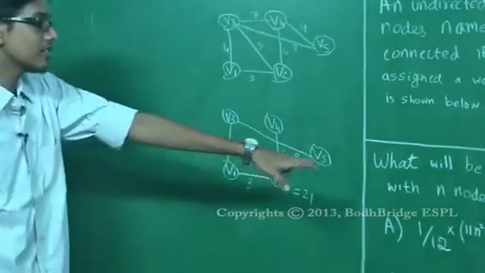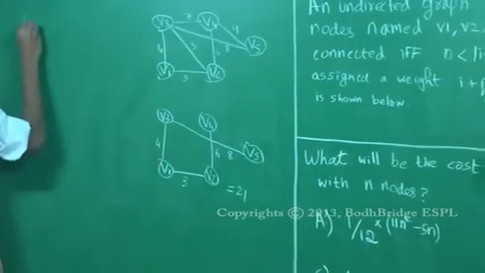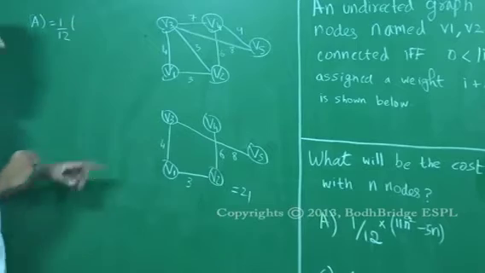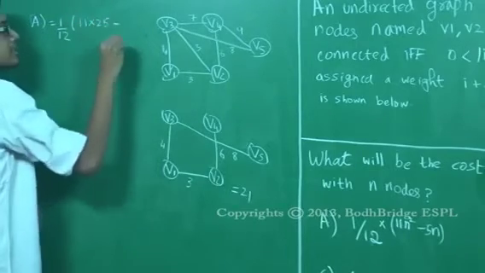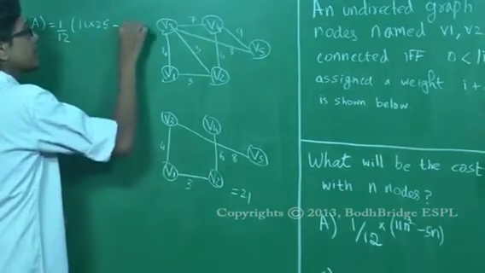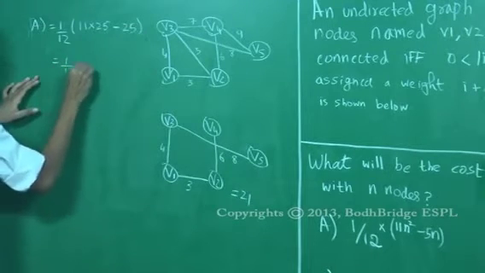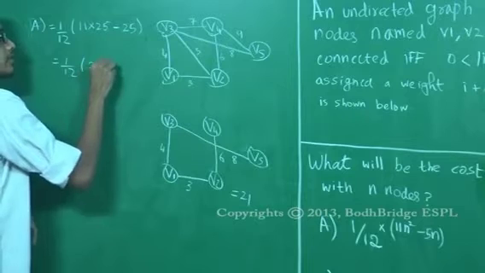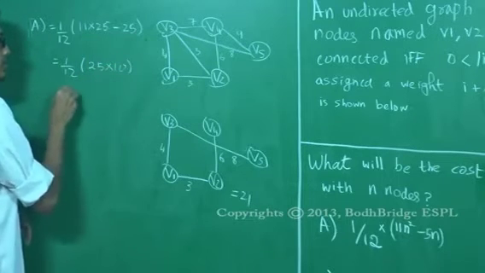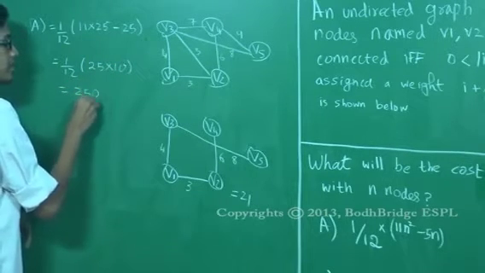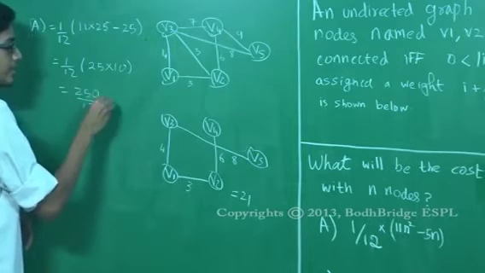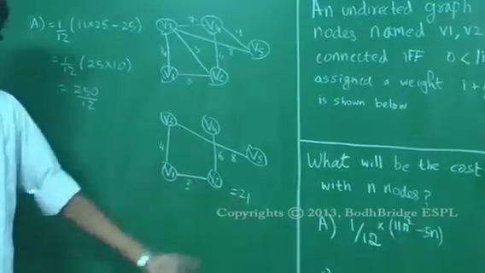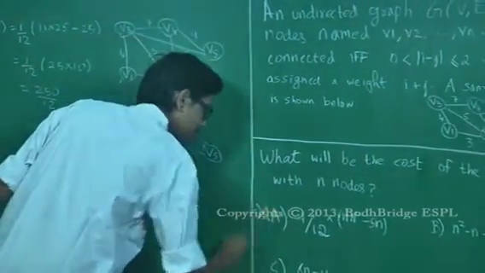So we substitute n equal to 5 in these options A, B and C and check. So A becomes 1 by 12 into 11 into 25 minus 25, 5 into 5, which is equal to 1 by 12 into 25 into 11 minus 1, which is 25 into 10. So this becomes 250 by 12, which is 125 by 6, which is not a whole number. So we know that definitely option A is not the right answer. So we eliminate option A.